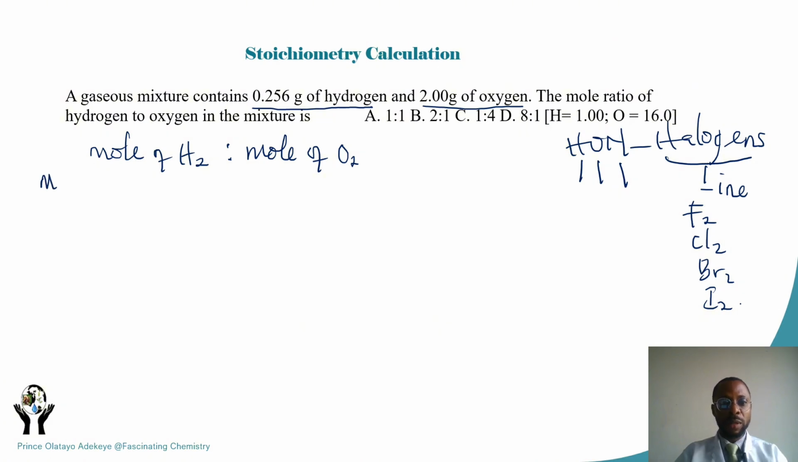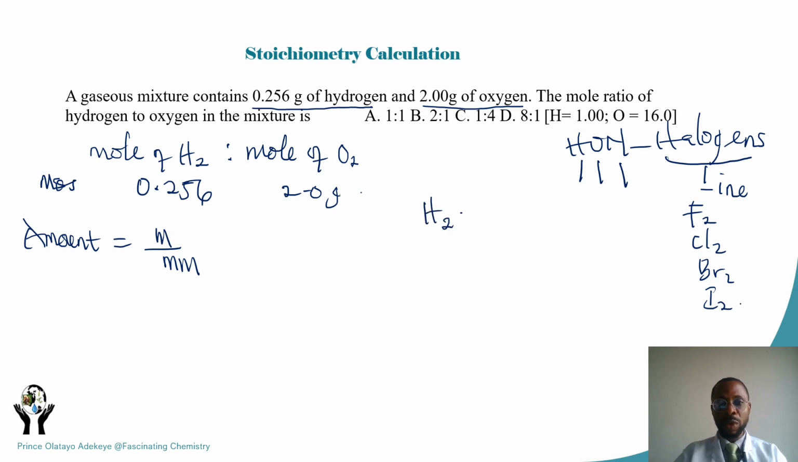What we're given is the mass. The mass of hydrogen given to us is 0.256, and the mass of oxygen is 2.0 grams. So the mole is the same thing as amount. Don't forget, amount equals mass over molar mass. So if that is the case, we are given the mass already, we can find the molar mass of each of those gases. Hydrogen is H2, so the molar mass will be 1 multiplied by 2. Since the atomic mass of hydrogen is 1 and we have 2 atoms there, the molar mass of hydrogen gas will be 2 grams.